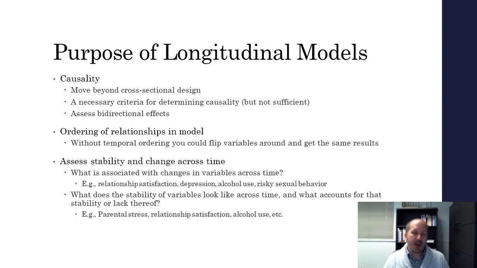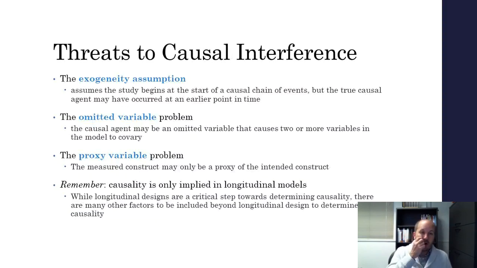When we're thinking about causality, there are a few things that we need to keep in mind. There are three specific threats that I want to cover today that can get in the way of causal inference. One of the reasons why, when we are doing longitudinal research, we need to remember that causality is only implied in longitudinal models, is that there is much more. Three of those threats to causality are the exogeneity assumption, omitted variable, and proxy variable problems.